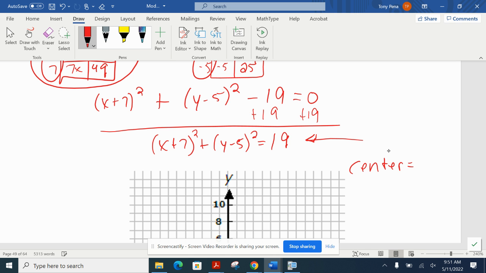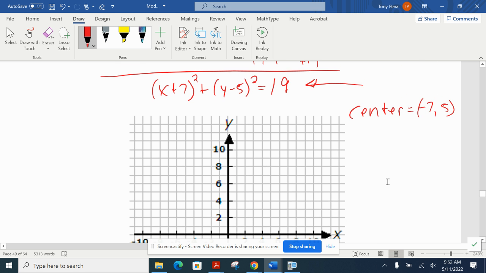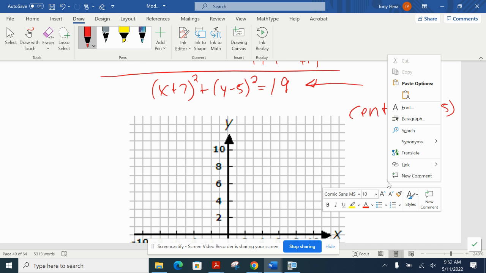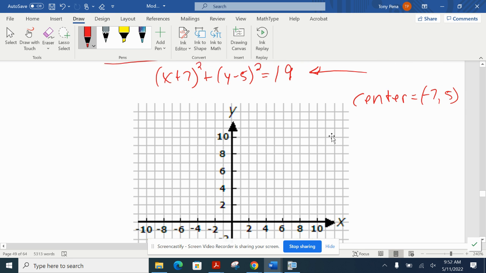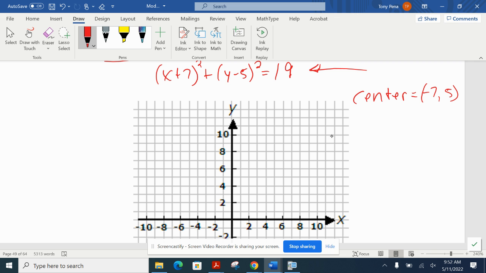What would the center be if we look at this? Good. Negative 7 and a positive 5. So you're going to plot that point: negative 7, positive 5. And then our radius, since this is your radius squared, should be root 19.